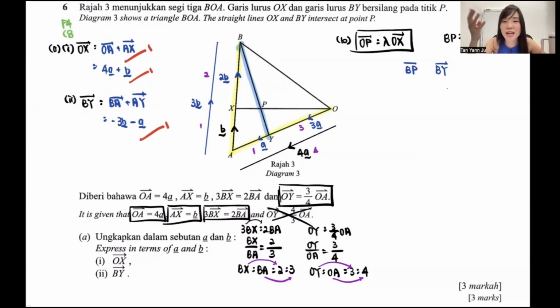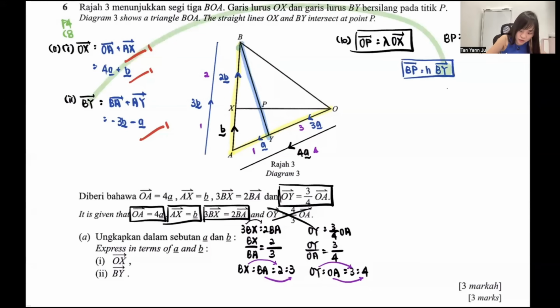Don't tell me, but teacher, the question is asking me PY. Later on I will show you, you will understand why. As long as it is on that line, use any random part of that line, then it's totally fine. So for BP and BY, in between put one unknown. Let's say I put an H there. So first thing first, guys, BY. BY, just now I got it, which is negative 3B minus A.